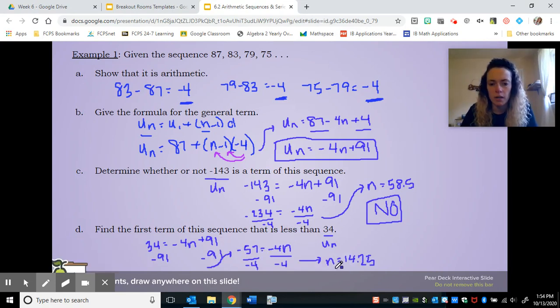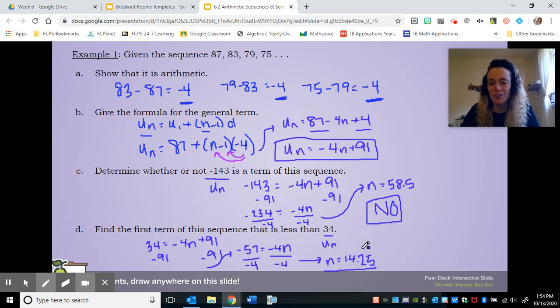All right, so I've solved for n, and I got that n is 14.25. So what that tells me is similar to part C, that 34 itself is not in the sequence, but that's not what they asked. They asked for the first term of the sequence that is less than 34. So this tells me that 34 would be between the 14th and the 15th term. They want the first term that is less than 34. So remembering that in D, we were subtracting 4 every time.